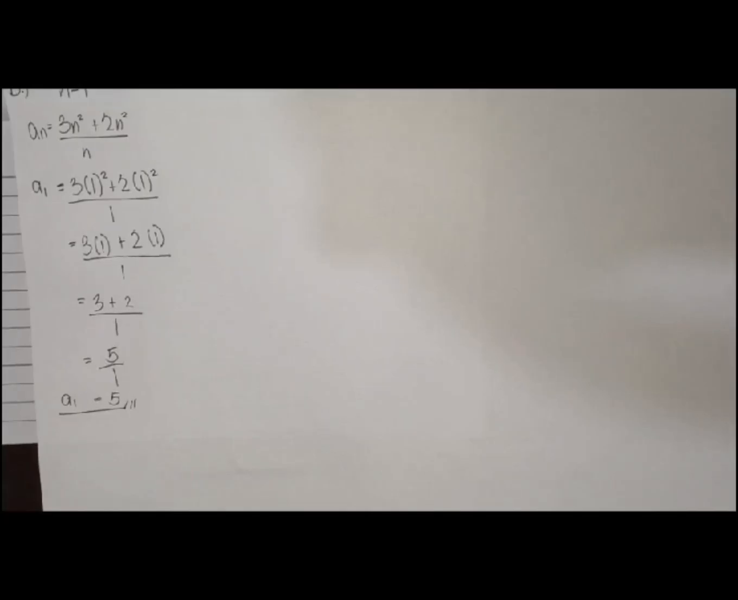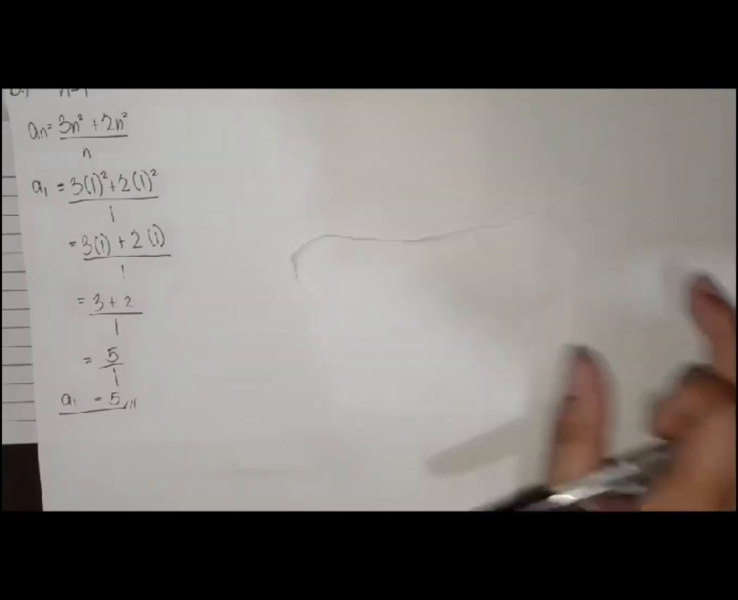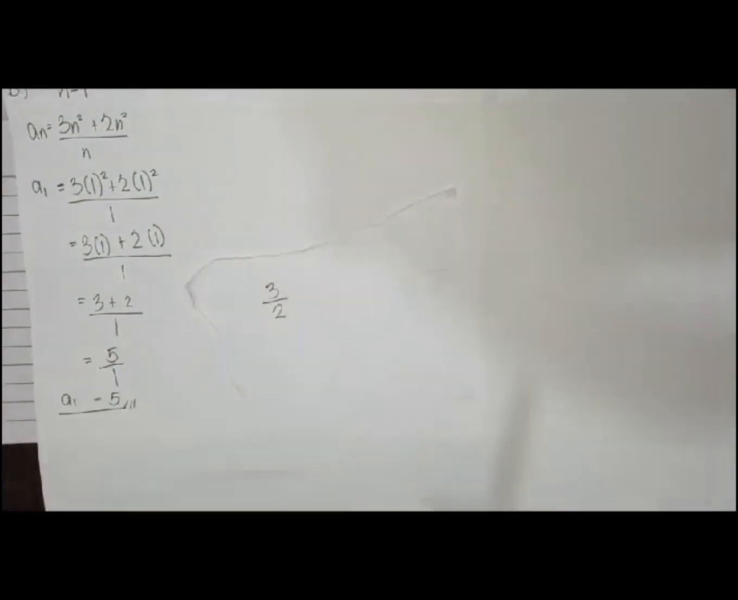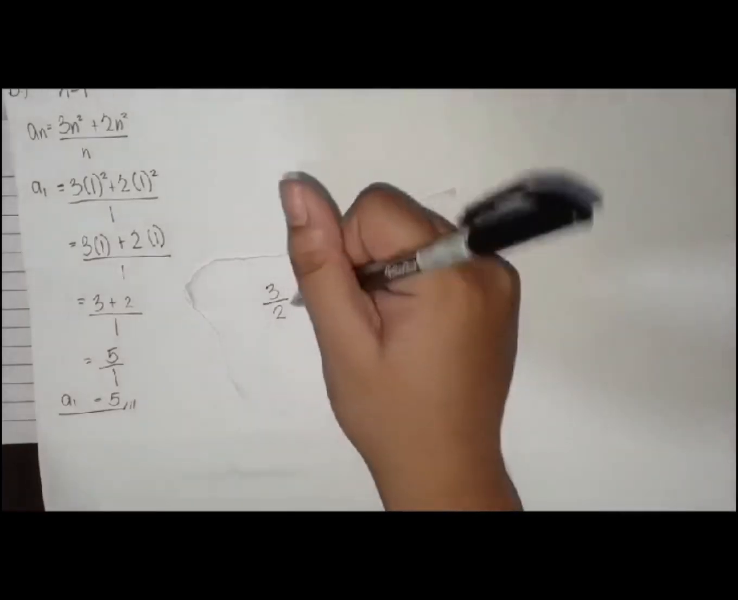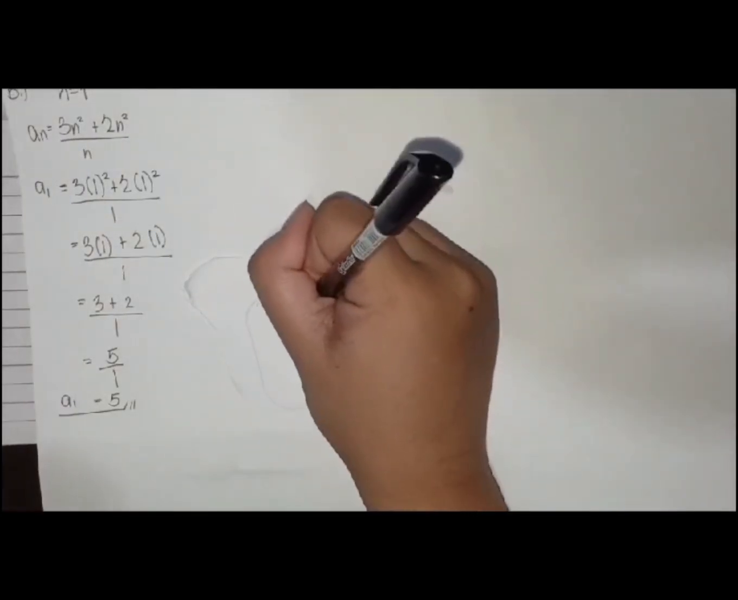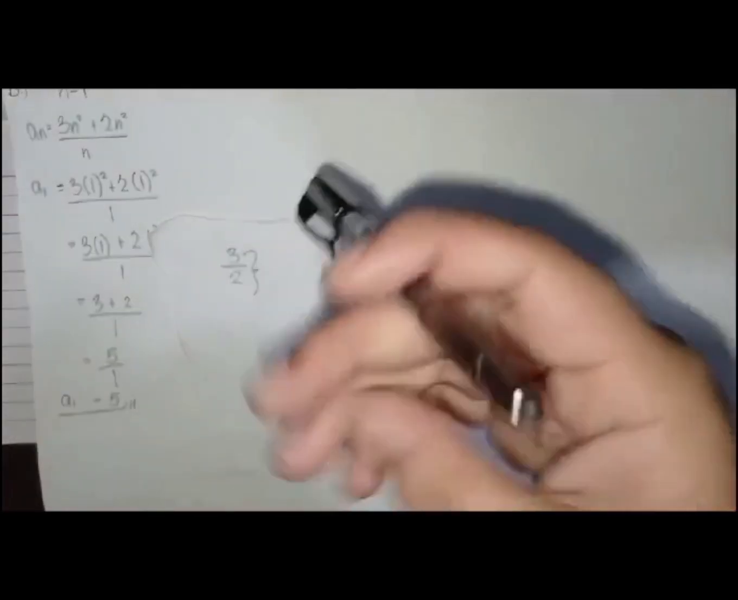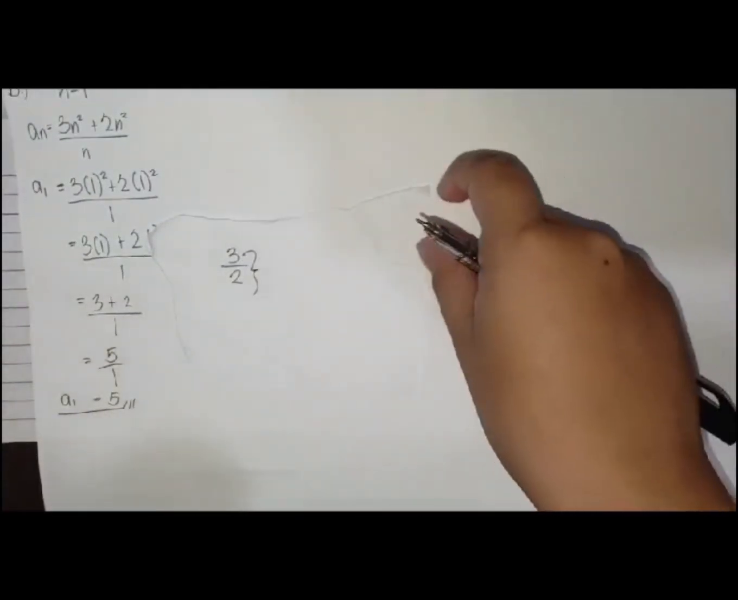But if the result became a fraction that cannot be simplified, all you need to do is just to copy the fraction. For instance, the result is 3 over 2. Since 3 over 2 cannot be simplified, you will just copy it and it will be the final answer. So since this fraction cannot be simplified, all you need to do is just to copy it. Okay?